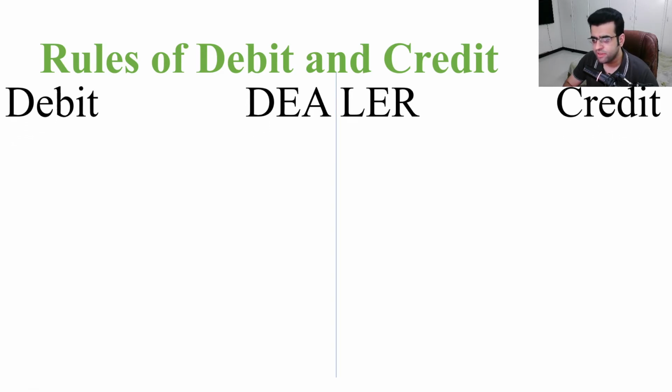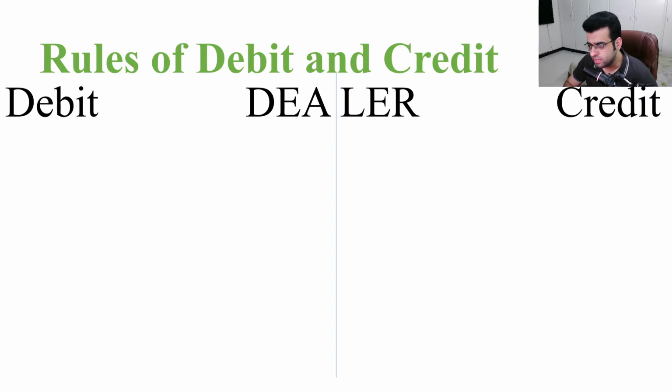On the left side we have debit and on the right side we have credit. So in accounting, in a T account or ledger accounts, the left hand side is the debit side and the right hand side is the credit side. There is no further logical reasoning behind this. This is how it is and we have to learn it in this way. Now to further understand the rules of debit and credit, we need to learn the term dealer, DC dealer.